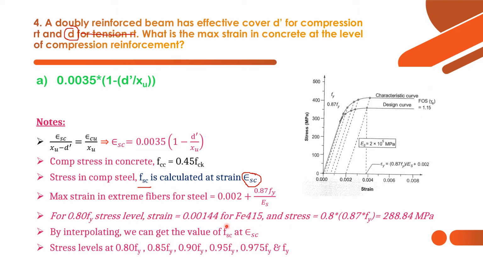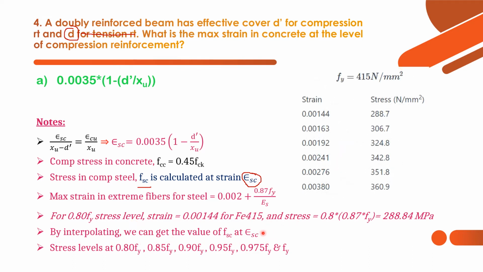And the stress corresponding to this strain is simply 0.8 into 0.87 Fy, because we are calculating at stress level 0.8 Fy. So that's why stress is 0.8 into 0.87 Fy, that is nothing but 288.84 megapascal. Why this calculation? We shall see now. By interpolating, we can get the value of FSC at ESE. How? We can see in this table.